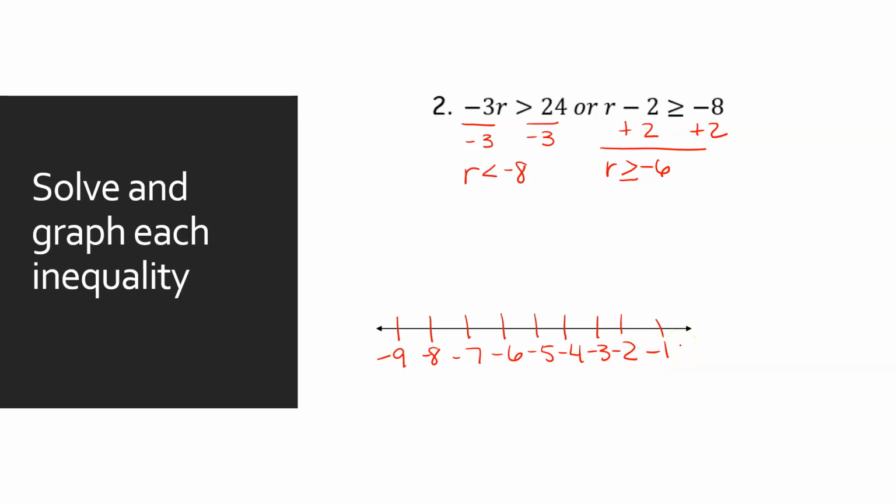Okay, so we have r is less than negative 8 this way. And I have r is greater than or equal to negative 6. Definitely an or. Okay, so I have negative infinity to negative 8. And I have negative 6 to infinity.